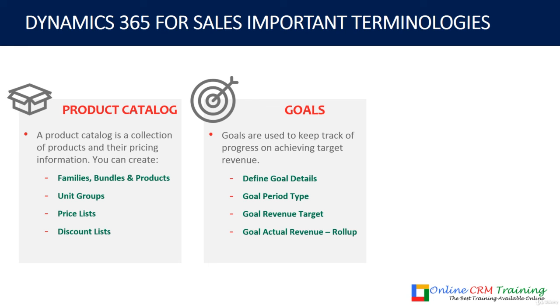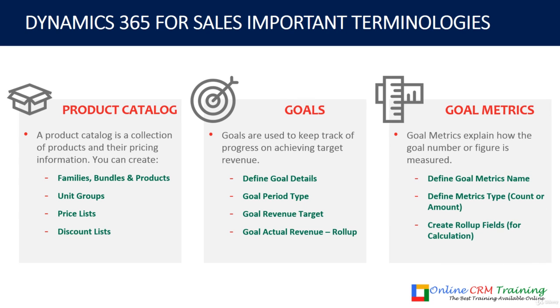Is it a sales manager, an individual person, or a salesperson, right? Then what is the goal period type? Is it quarterly, monthly, yearly? What is the type of goal? Then what is the revenue target for that particular period that the person needs to achieve? And it also shows the actual revenue, so how much they have already achieved from the goal and how much they are yet to achieve. So those things you can see in the goals section.